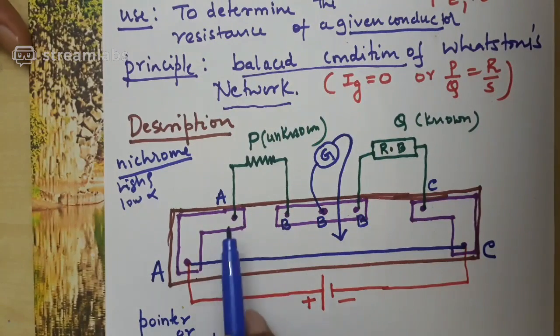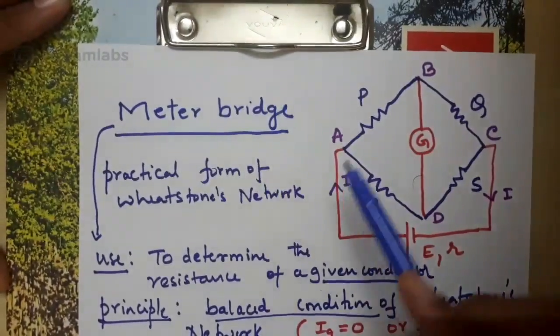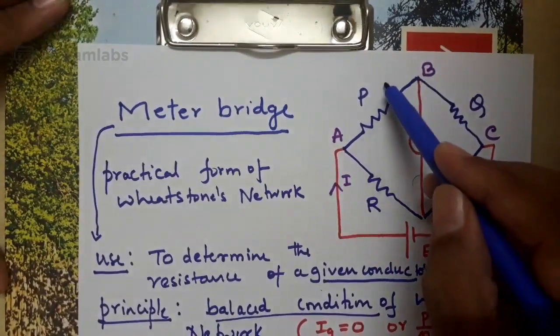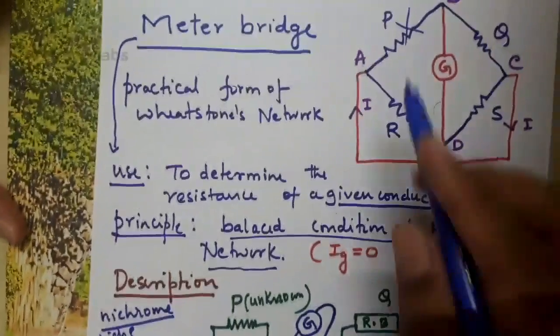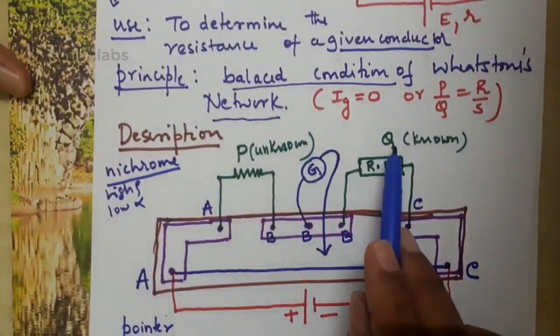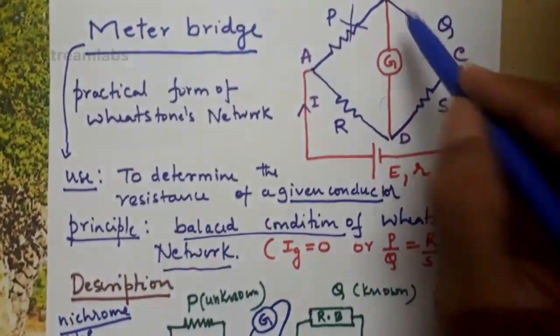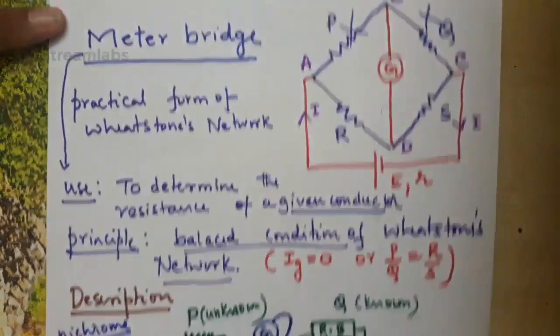See how? From A to B, there is P connected. See? A to B, who is connected? P. This is over, correct? Then, B to C, there is a resistance box where there is some resistance Q. This is over, this is also over. I hope you are able to follow.